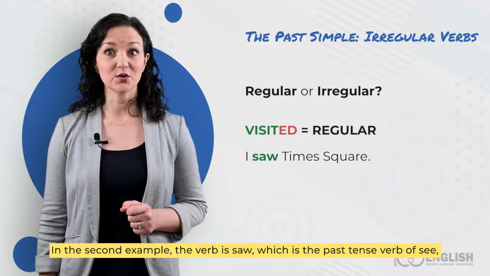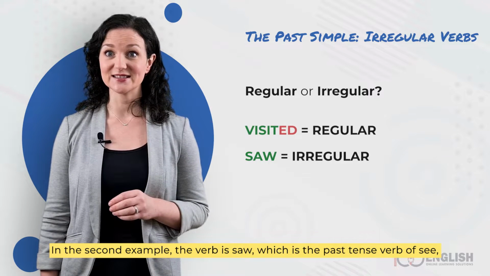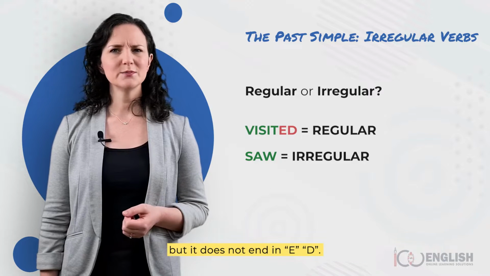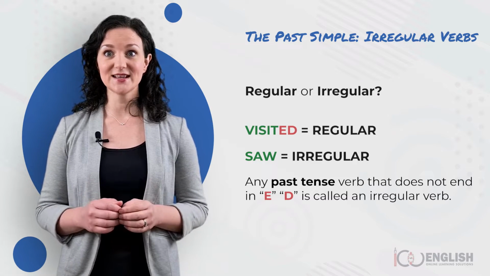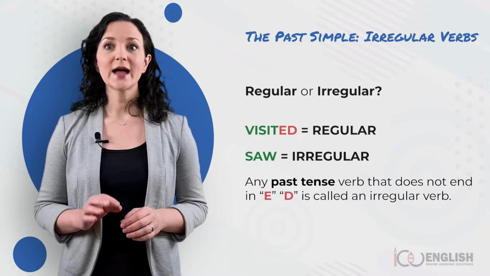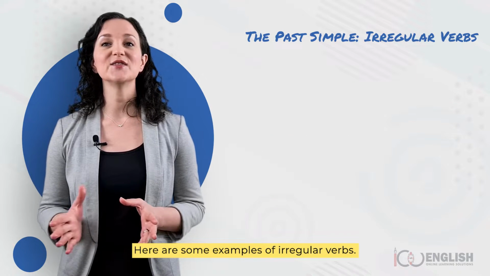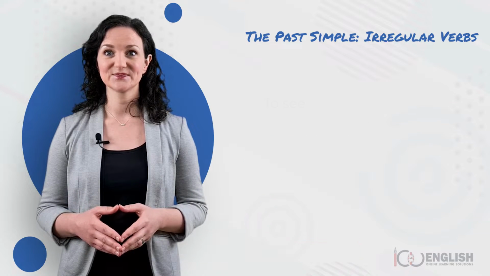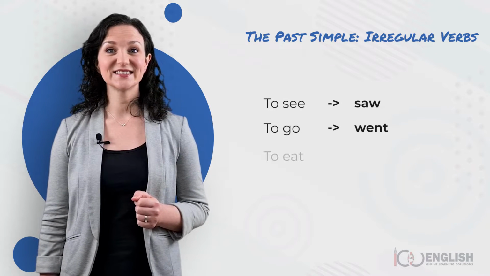In the second example, the verb is saw, which is the past tense verb of see, but it does not end in ed. Any past tense verb that does not end in ed is called an irregular verb. Here are some examples of irregular verbs. Saw, went, ate.